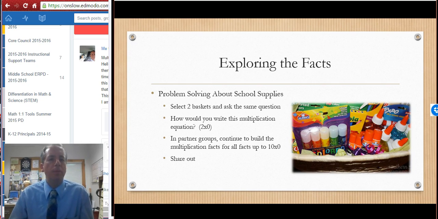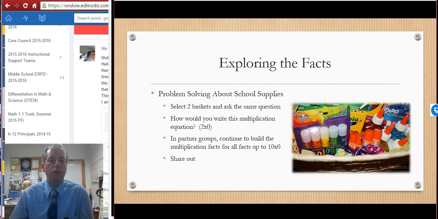So now we're going to build up and say, all right, well, let's try 2 baskets and let's ask the same question. And how would we write the multiplication equation? So 2 baskets with how many glue sticks would that be? Well, that'd be 2 times 0. How about 3? And we want kids to build that all the way up from 1 basket with no glue sticks to 10 baskets with no glue sticks and share out.